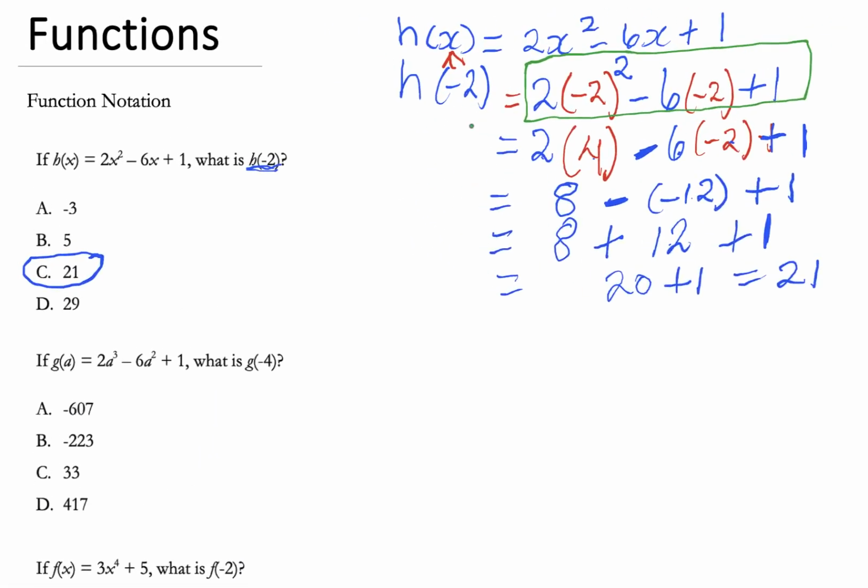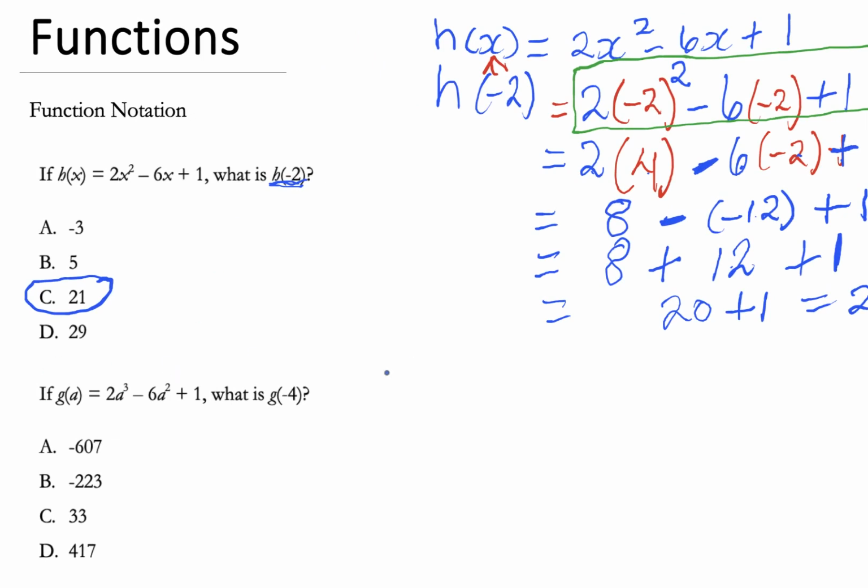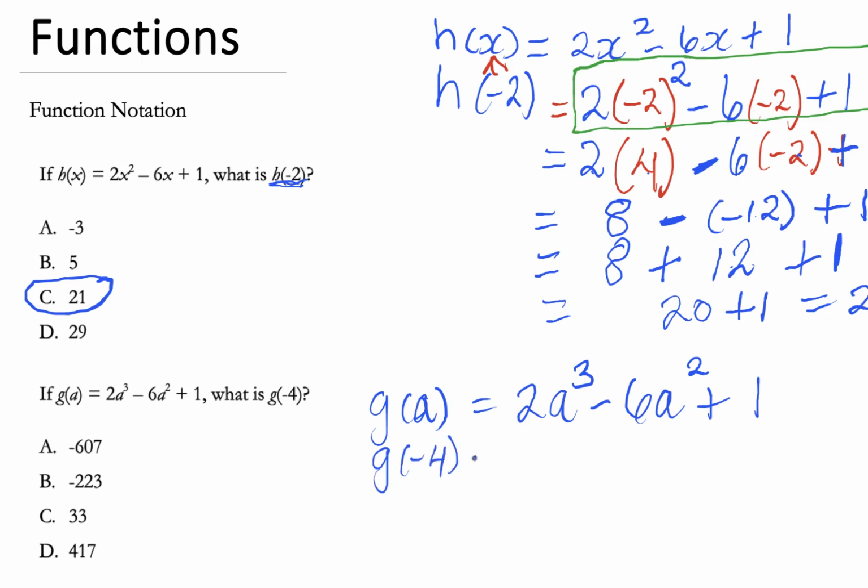Let's try this again. Here I have g of a equals 2a to the third minus 6a squared plus 1. They want us to find g of negative 4. So wherever I see a, I'm going to replace it by negative 4. So this is 2 times negative 4 to the third power, minus 6 times negative 4 to the second power, and then plus 1.